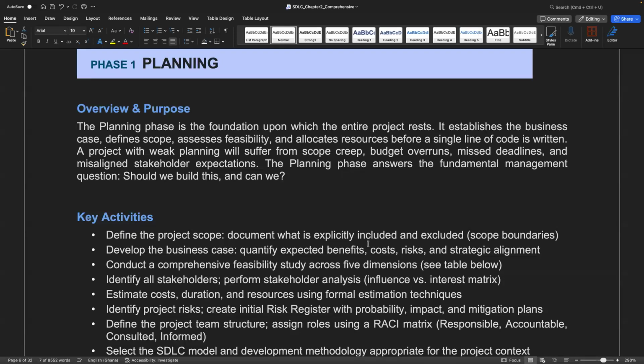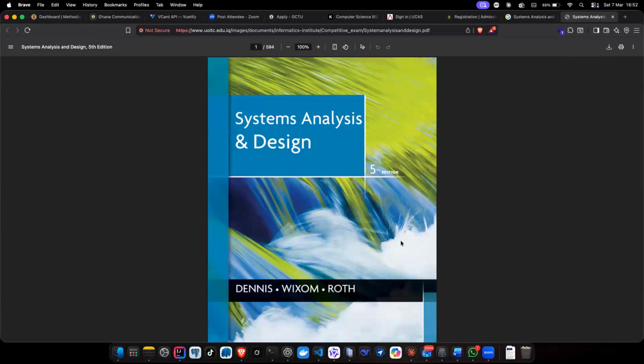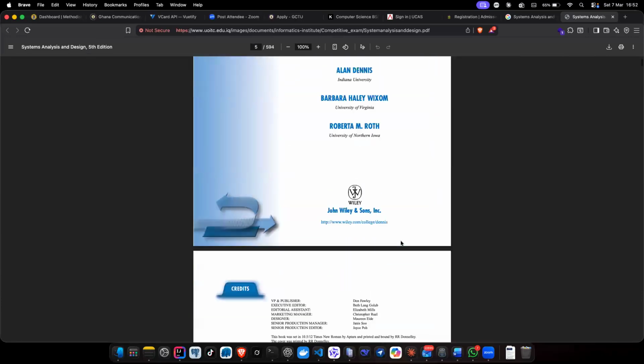So a project team without planning will suffer from scope leakage, budget overrun, which means that the budget will not have any alignment with the project, then the deadline will definitely be missed, and misaligned stakeholder expectations. Yeah, so this is the book.